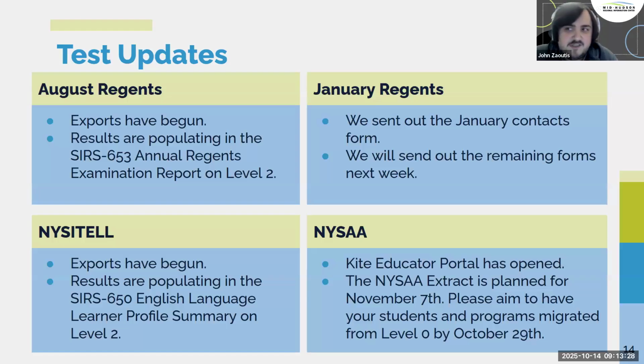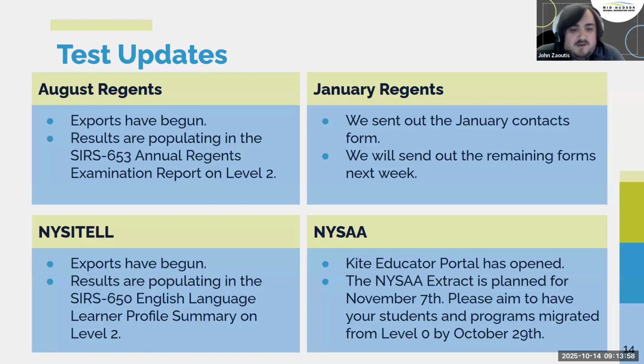But for August regions, we start our exports. Results are populating in level 2, the CERS 653. Same with Nicetel. Exports for those have also begun, and the results for that are populating to the CERS 650 in level 2. Now, the January regions, we sent out the contact forms last week, and as we receive those, I believe the due date is the end of this week. We'll send out the remaining forms starting next week.